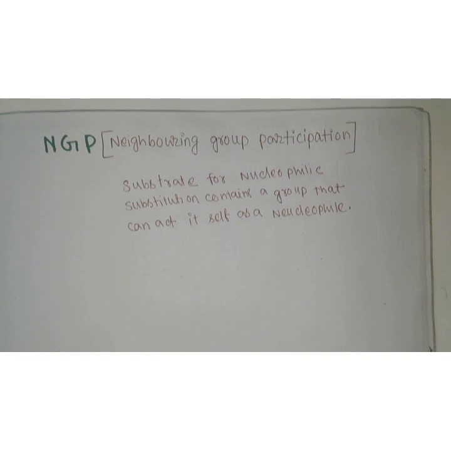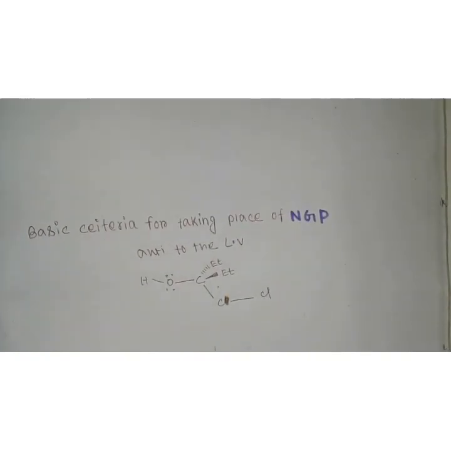Next, the basic criteria for NGP to take place. The neighboring group nucleophile must be conformationally anti with respect to the leaving group. Let's take an example to make this clear. This is the leaving group and this is the neighboring group. With respect to each other, those are in anti position.